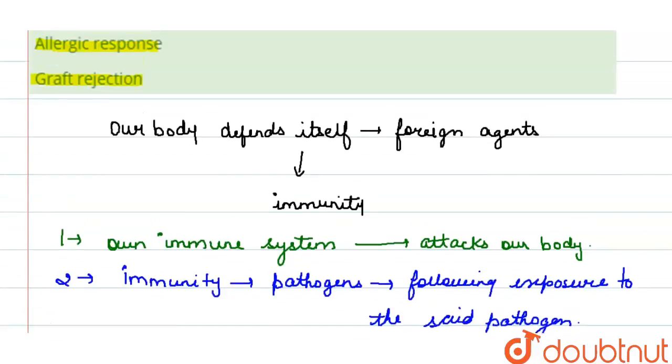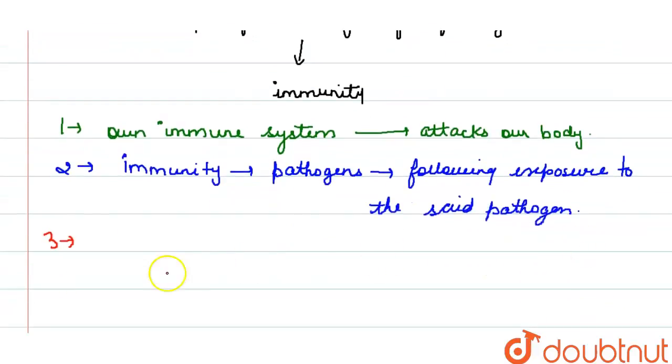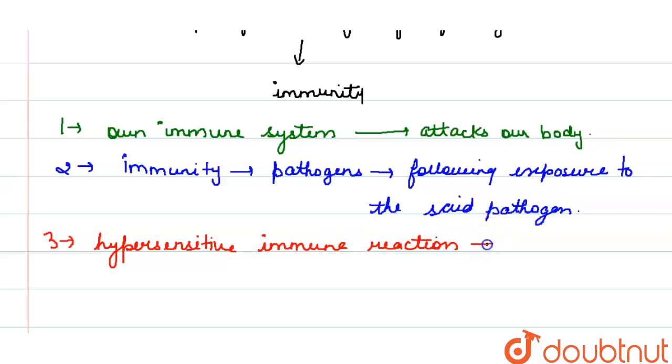Now, if we talk about option number 3, our option number 3 is allergic response. Allergic response is basically a hypersensitive immune reaction to substances to which our body could be allergic. All right.